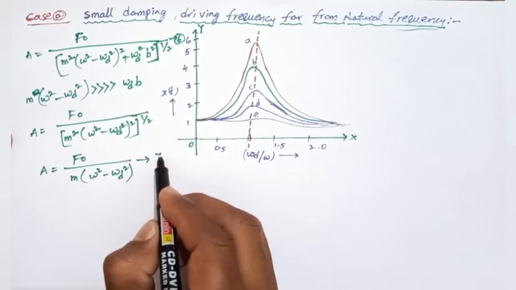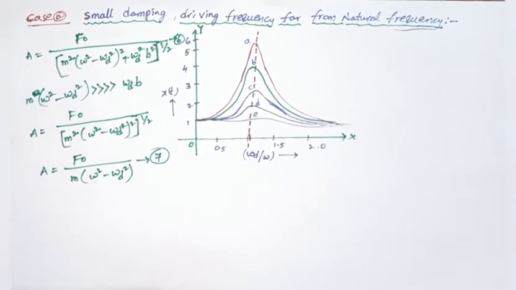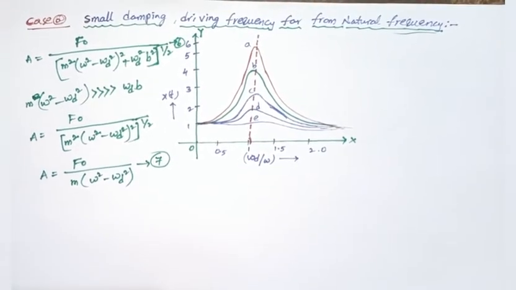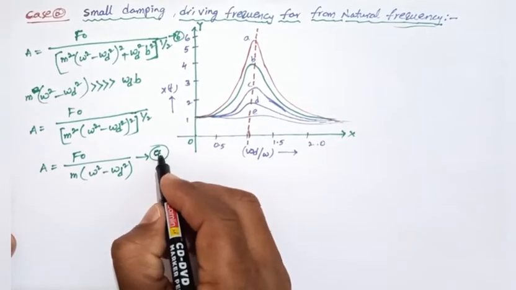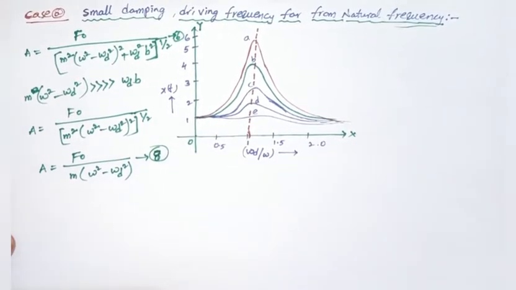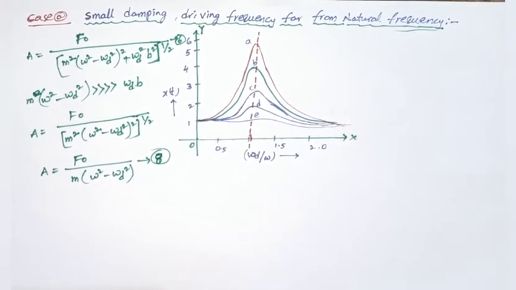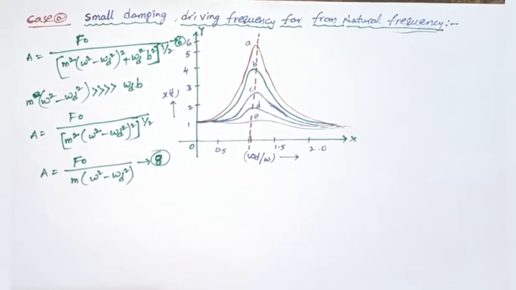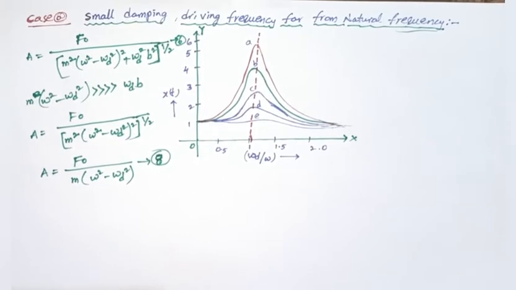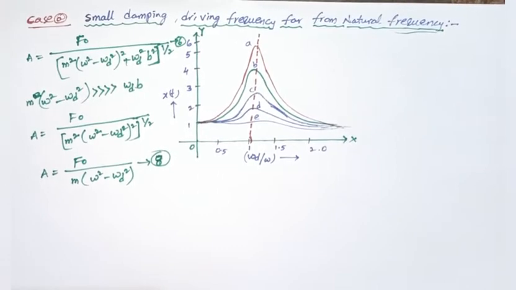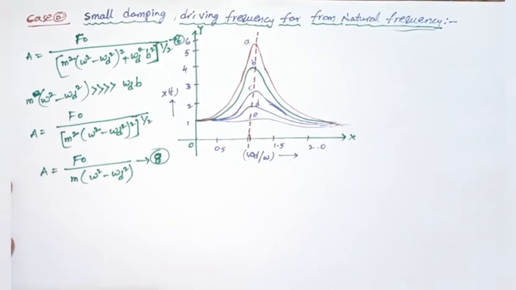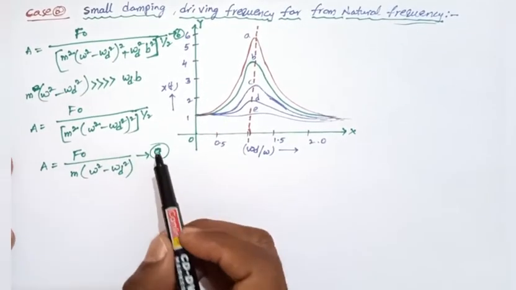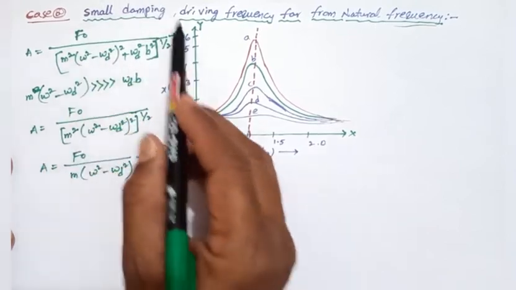So this is equation number 8. In this equation number 8, the displacement amplitude of an oscillator depends on the angular frequency of the driving force for different amounts of damping present. So here we have taken the damping to be small.